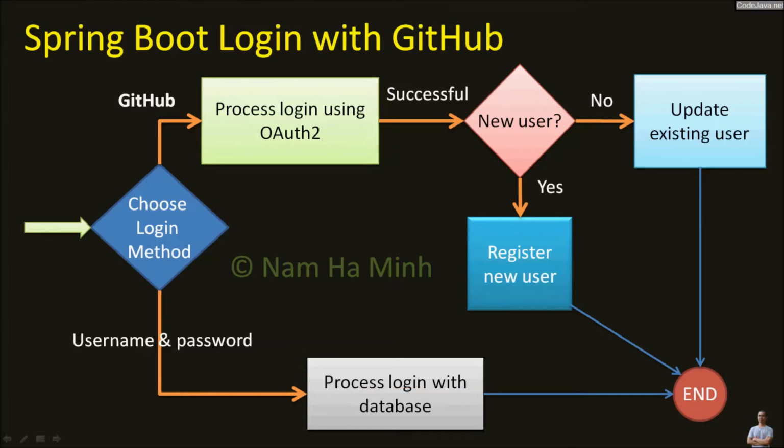In case the user wants to log in using his own GitHub account, the application will process a login using OAuth2 authentication, and upon successful OAuth2 authentication, the application will check if the user is new or not. If new, the application will register the user in the database. Else, if not, the application just updates some information of the user, such as the first name. That's the workflow, very simple and clear, right?